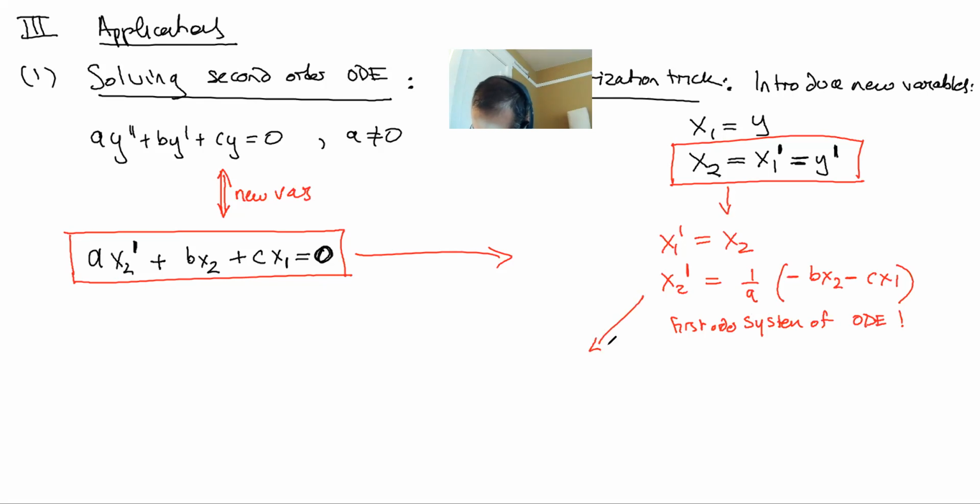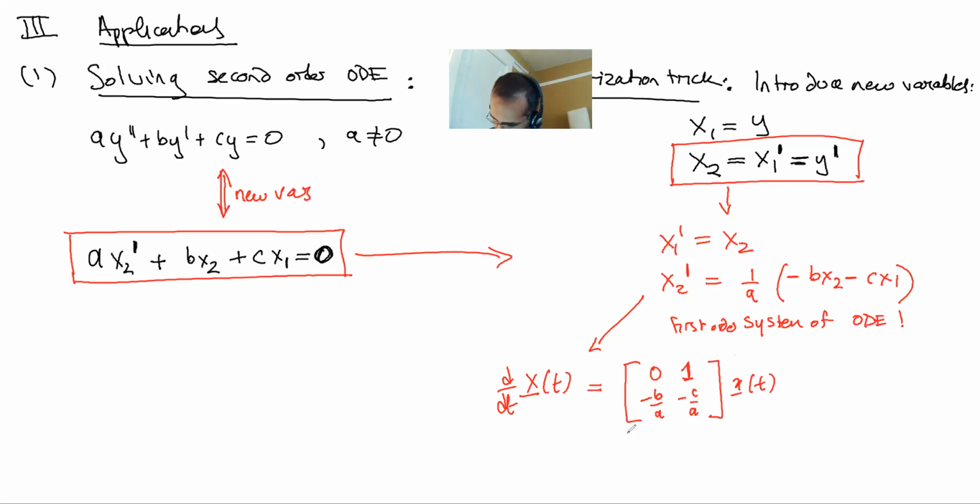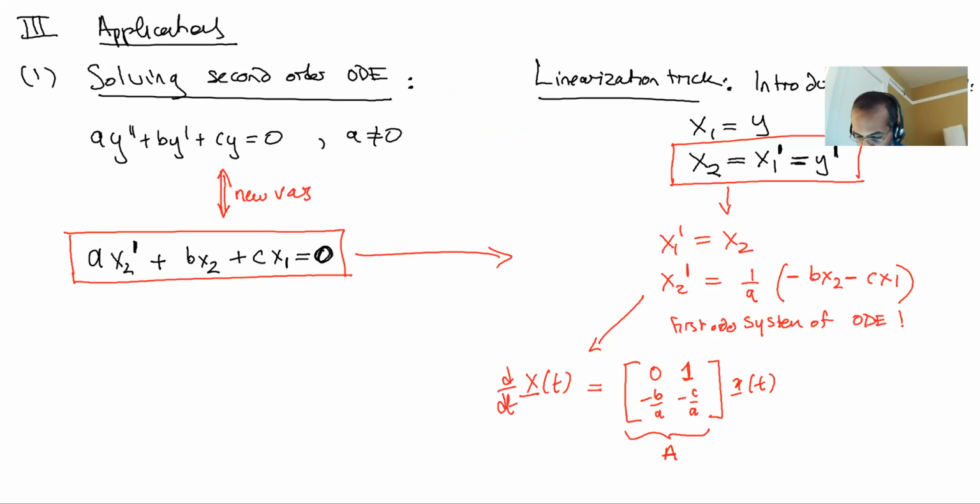So let me just write it in matrix form. This is d by dt of x of t equals some matrix times x of t. The first equation, x1 prime is equal to x2, so I have 0, 1. Second equation, x2 prime is equal to minus b over a, minus c over a. This is my matrix A. So I can encode a second order ODE as a system of first order ODE. So this is strictly more general. Any questions about what I just did?